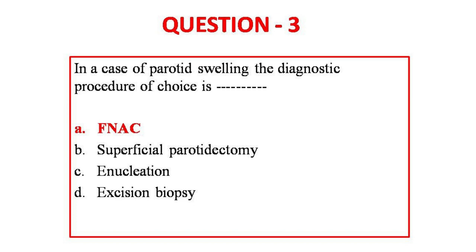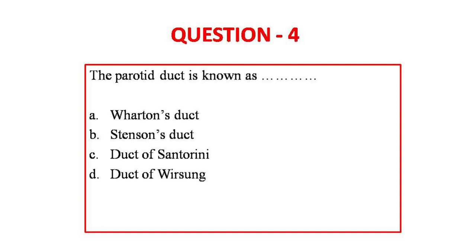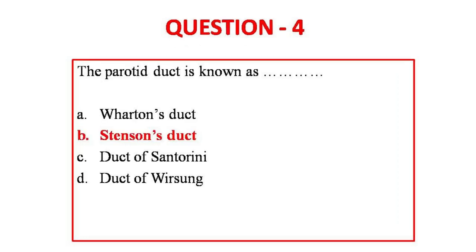Moving on to question number 4. This is a repetitive question. The parotid duct is known as, they've given 4 options: Wharton's duct, Stensen's duct, duct of Santorini, duct of Wirsing. The answer to this question is Stensen's duct, option B, Stensen's duct.